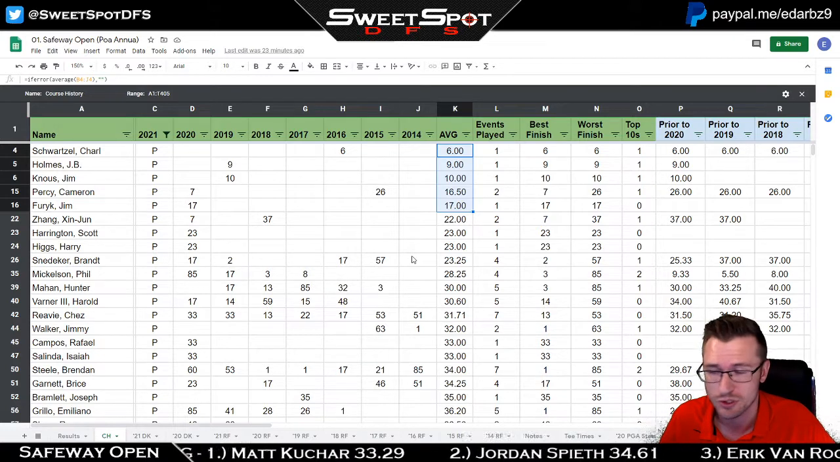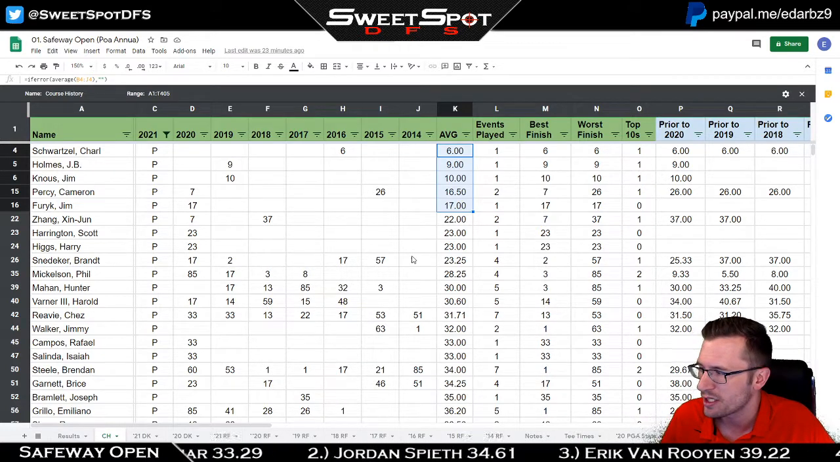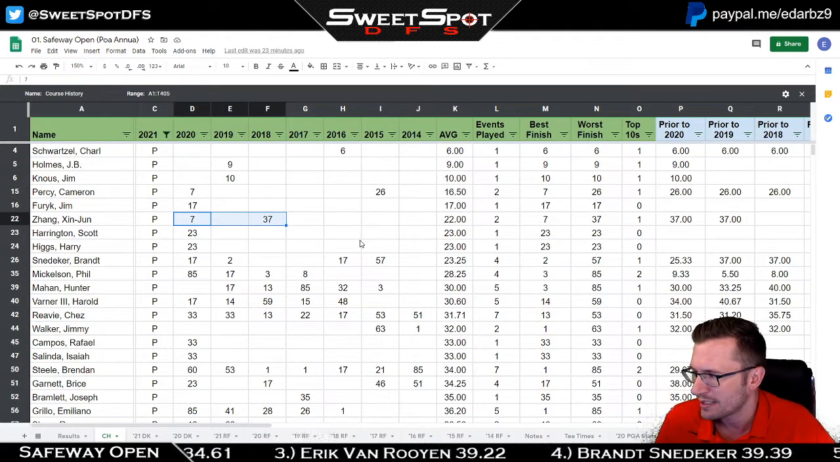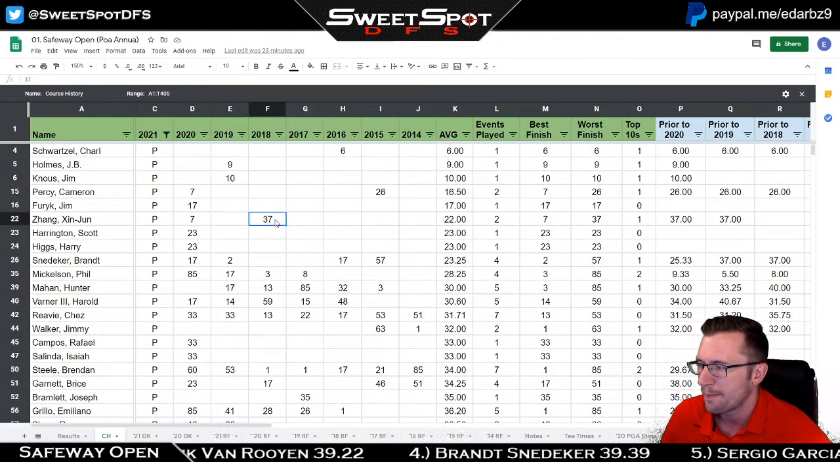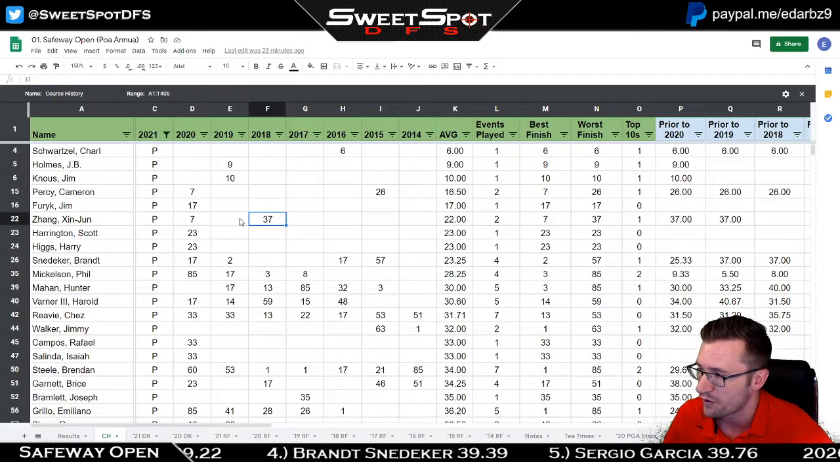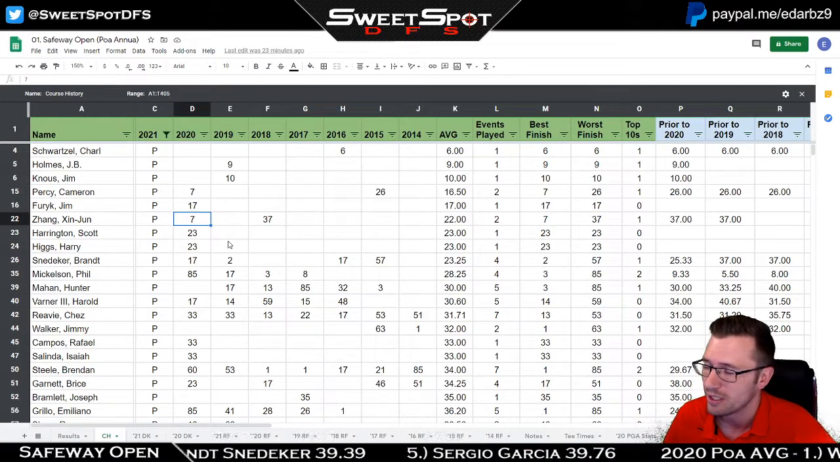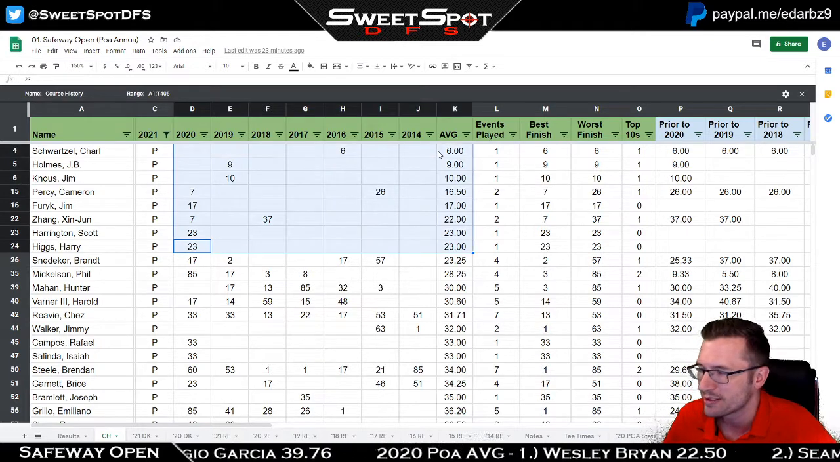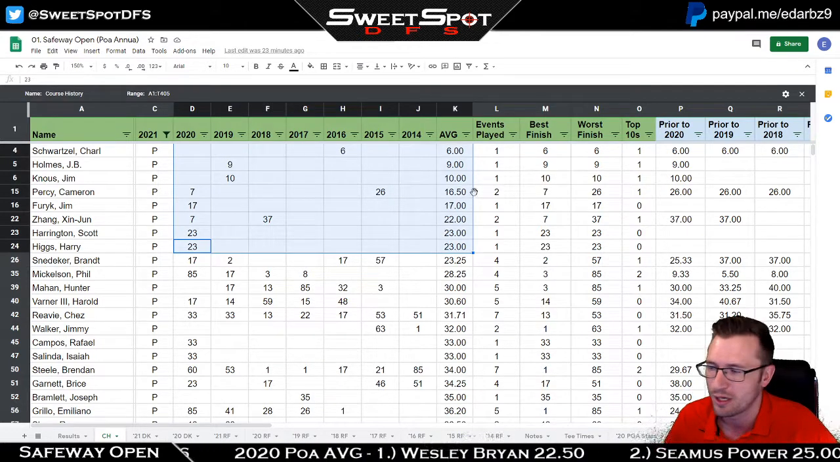Golfers who've played this course 3 times. Twice is a good number, I guess, if it's back-to-back years. Like Xinjun Jiang is difficult to pinpoint, but I kind of like it because it goes from 37th to 7th within 3 years. It looks good. The rest of these guys who've only played it once, very difficult to determine that.